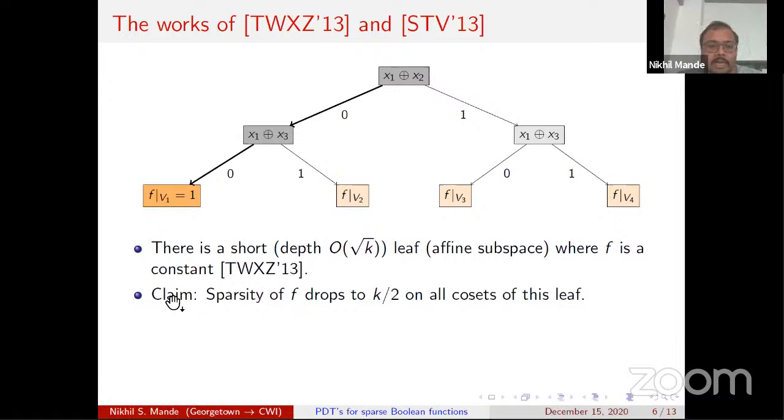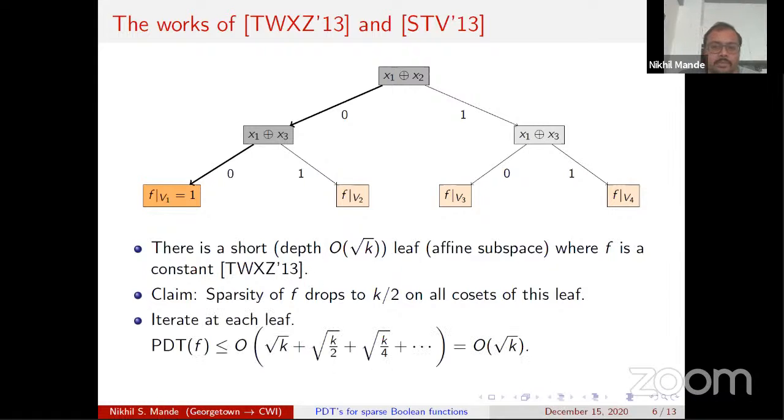The second claim is that if we have such a leaf, then on all the other leaves, the sparsity of the restricted function must have halved. So on this leaf, the sparsity of the restricted function is 1 because it's a constant. And on all other leaves, the claim is that it halves. And this step requires a careful argument and a careful choice of parities. And now you see, you can just iterate this argument at each leaf and you get a recurrence for the depth of the tree that you obtain, which is order square root k.